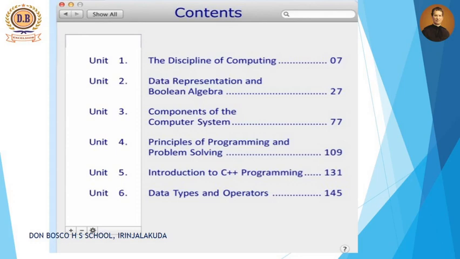Second chapter, data representation and Boolean algebra. It is relating to mathematics, how we are converting numbers into binary language. Actually, it is a theory section. So many problems will be there.